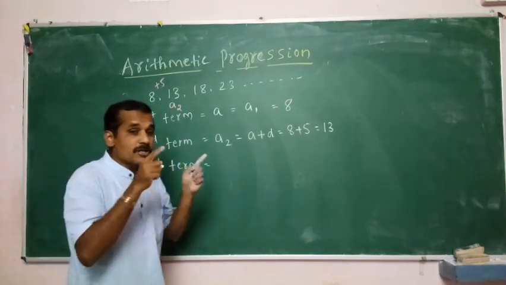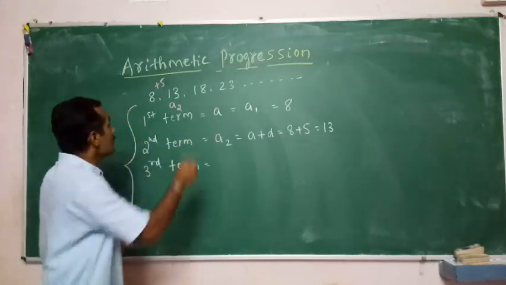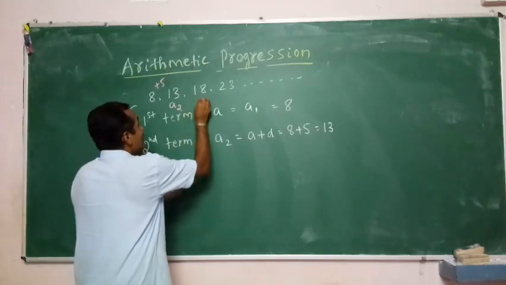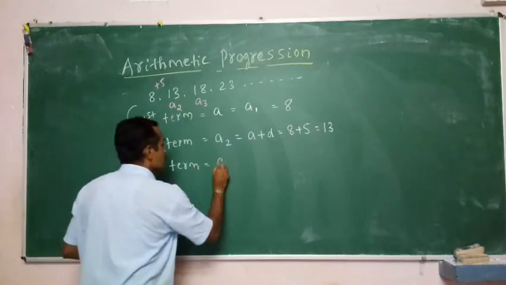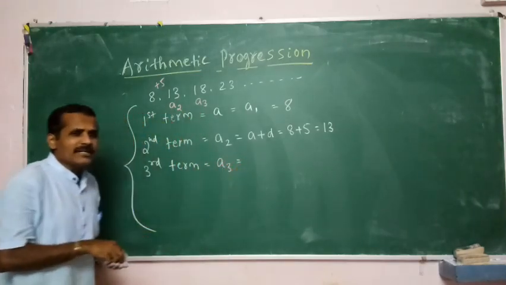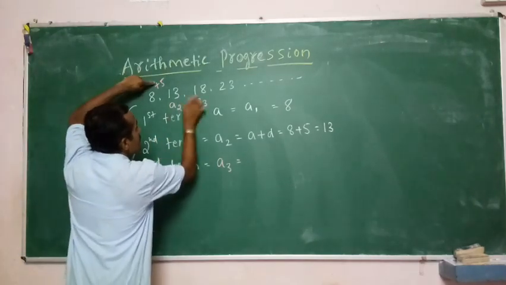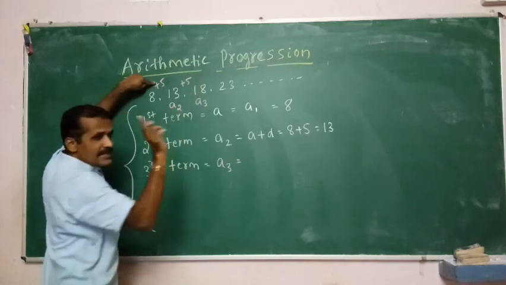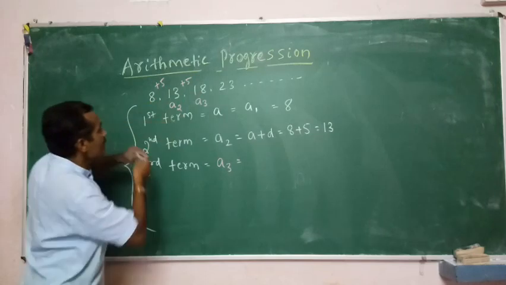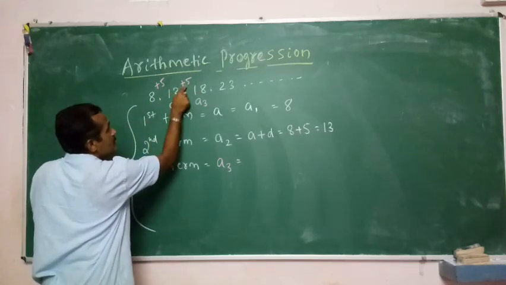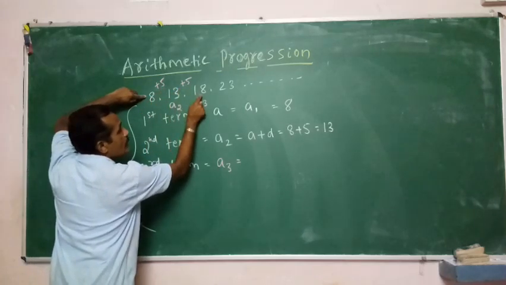With this we are going to generate a formula. To understand that formula, this is very, very important. The third term, I will call it A3. A3 means the third term. How are we getting A3? See here. This difference is 5. This difference is also 5. Can I say 8 plus 5 plus 5 is equal to 18? 2 times the difference, 2d, plus a, is equal to 18.